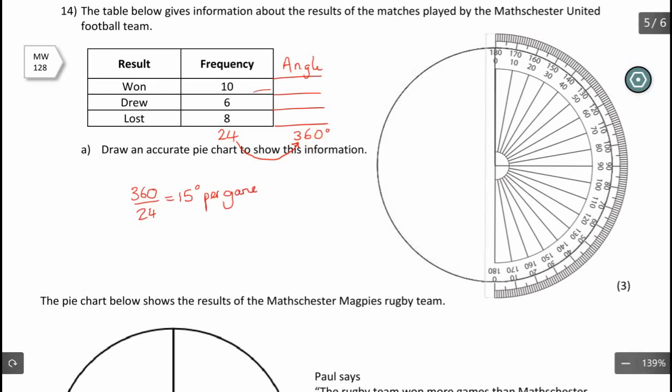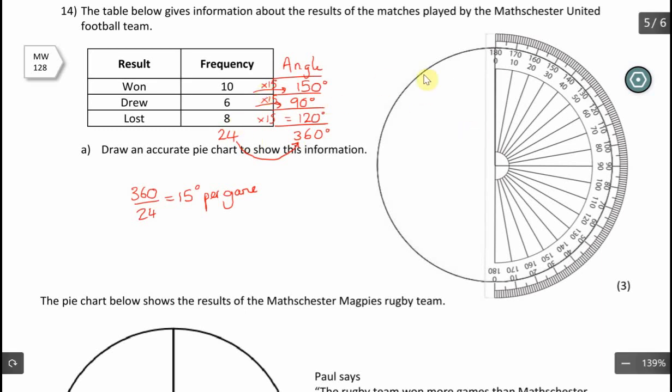So if there are 10 games, we need to times by 15, and that would give us a 150 degree sector of the pie chart. 6 games times 15 would give us a 90 degree sector, and 8 times 15 would give us a 120 degree sector.